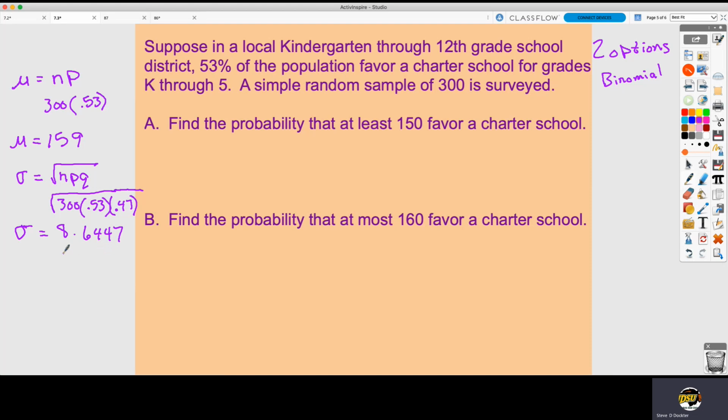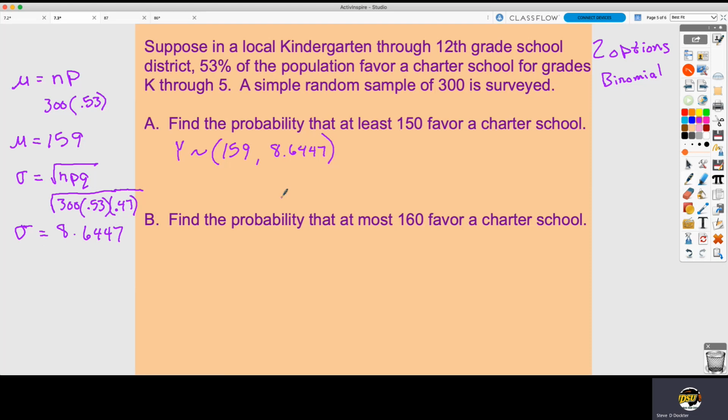Remember, we've got to use the different equations to find our average and our standard deviation. If we put this into our distribution, this would end up being a normal distribution because we're trying to find the probability that this happens. Our average is 159. Our standard deviation is 8.6447.